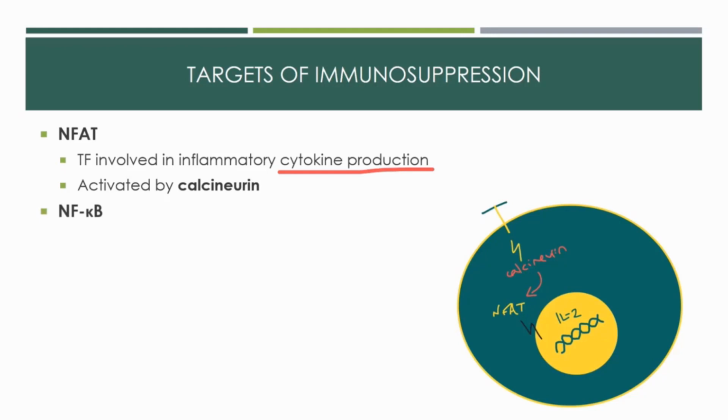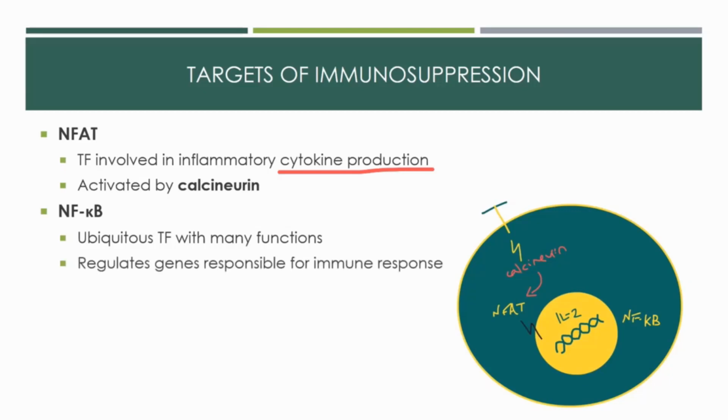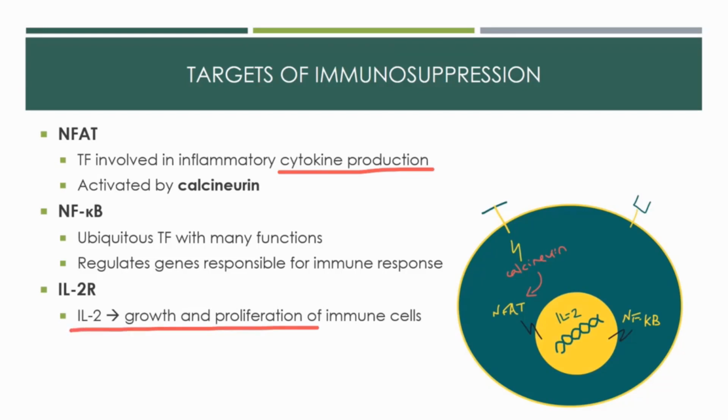And we've already been introduced to NFAT's buddy, NF-kappa B, the nuclear factor kappa-light-chain-enhancer of activated B cells. We talked about it when we discussed toll-like receptor signaling back in our innate immunity lecture. This transcription factor is ubiquitously expressed, is found in almost all cells, and has many different roles. For our purposes, think of it as having a similar role to NFAT in inflammatory gene regulation. The IL-2 receptor is a prime target for immune suppression. This is because, as we know, IL-2 is a growth factor cytokine with widespread effects on immune cell proliferation, so blocking the receptor means less immune cells.